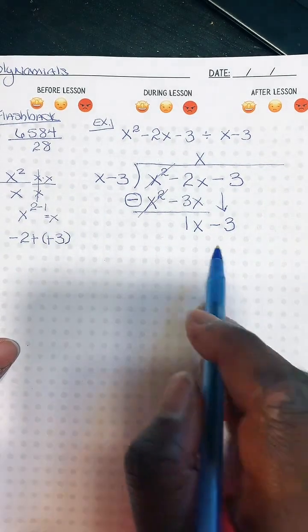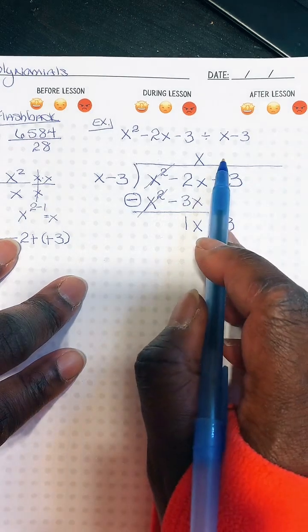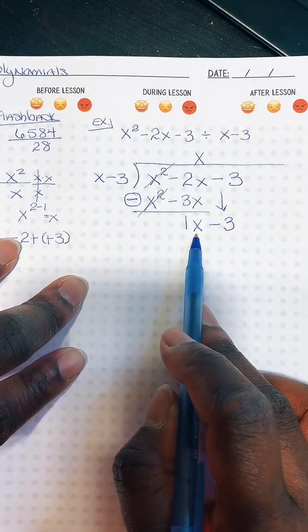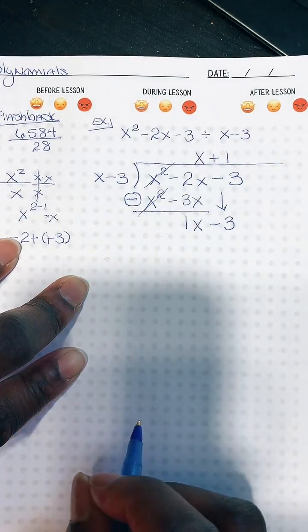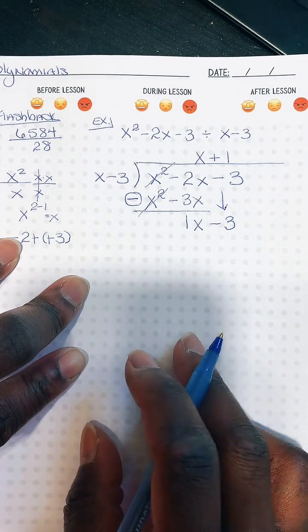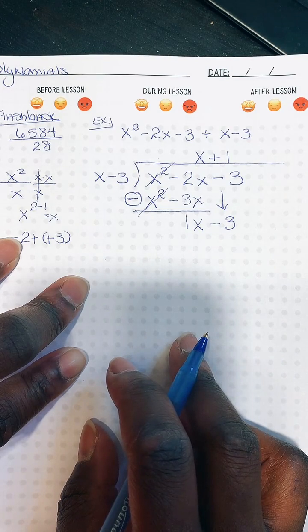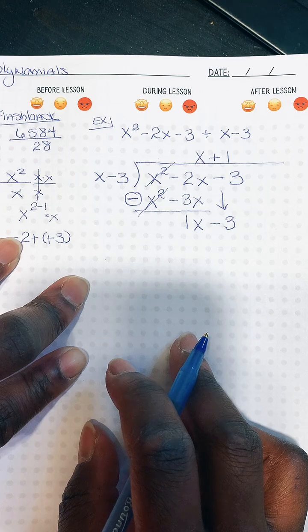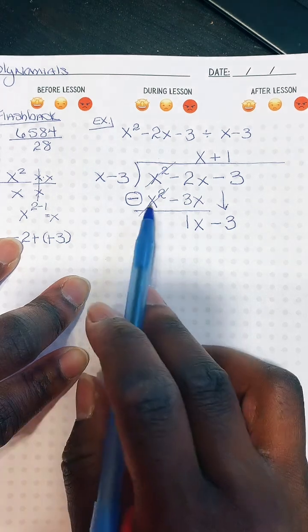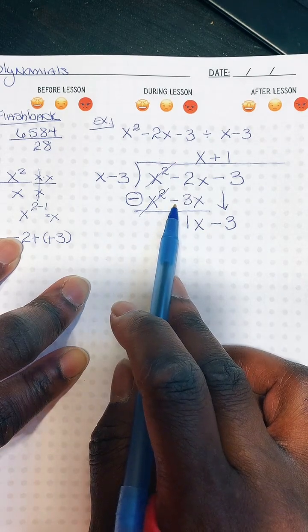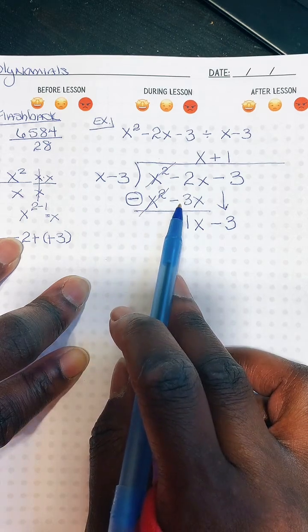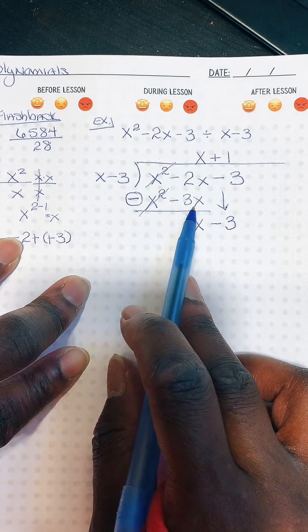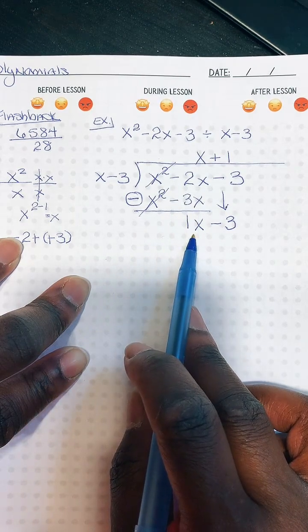So now we need to figure out, what times x gives me 1x? That's going to be a +1. So we're repeating the process again. Don't you switch the signs on the -3x as you do with the x squared? We did, because a negative times a negative will give us a positive, Alex. So that's how we got -2 plus 3x, which gives us our 1x.